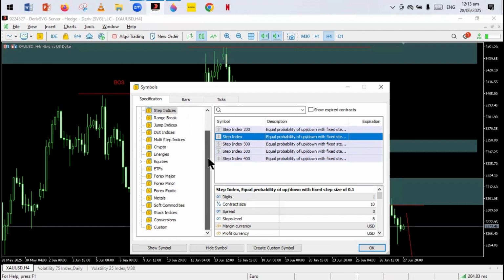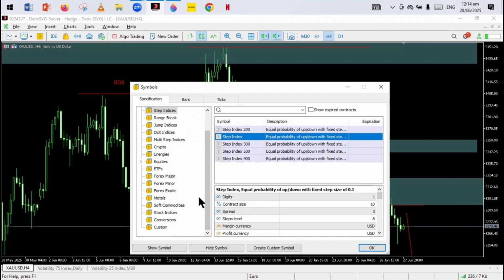But for me, I've only decided to stick to gold, VIX 75 and VIX 25, because these are the indices that work very well with my strategy. And as a beginner trader, I don't need to trade a lot of instruments. Just stick to one or two. It's enough.